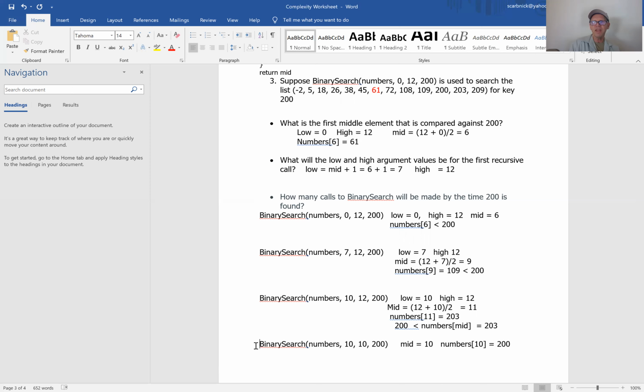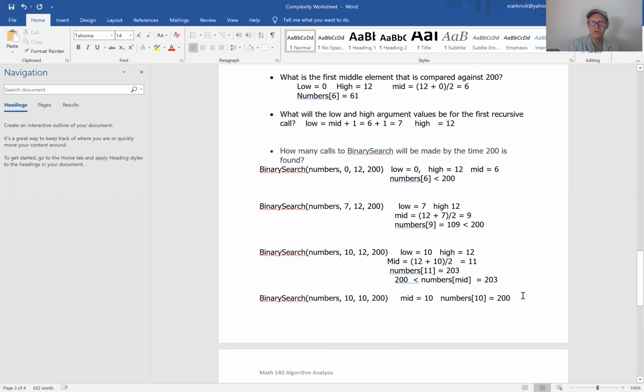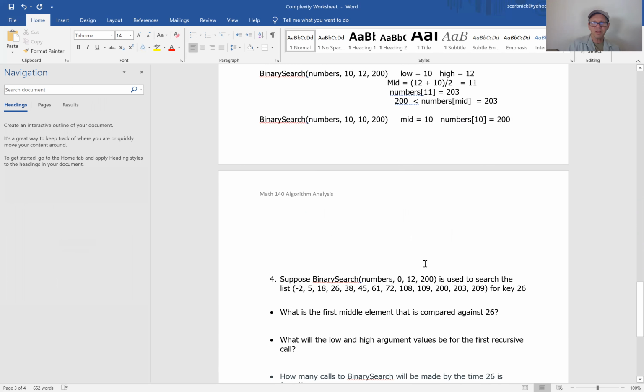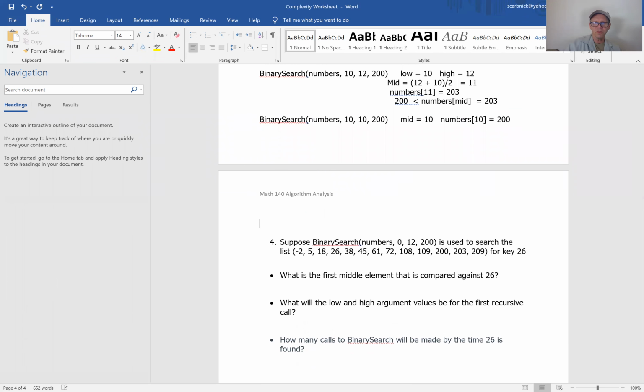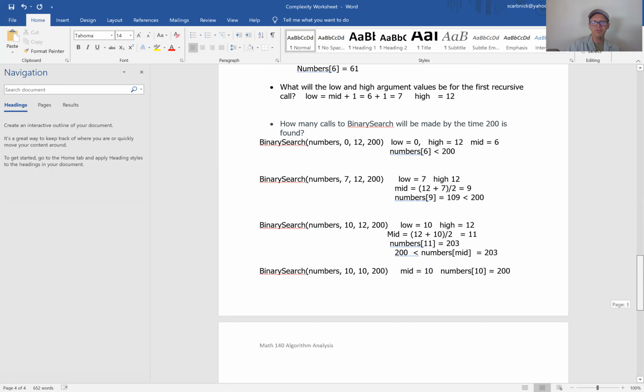And if that actually failed, you would return -1. But in this case, because we found the value, we return the index. So you would return 10. And I am actually not going to do another one of these. I have the answer sheet up.